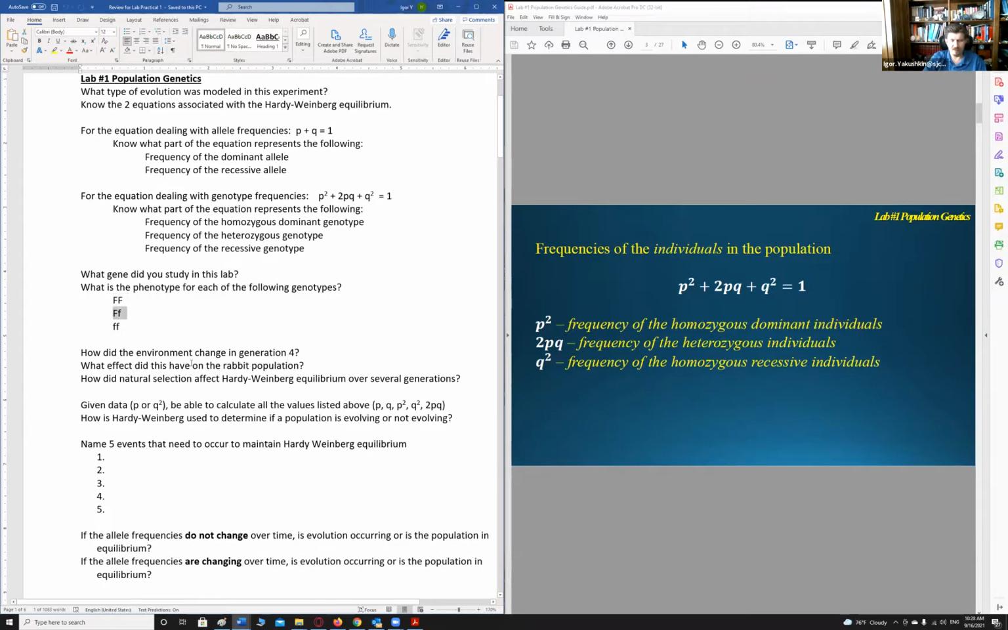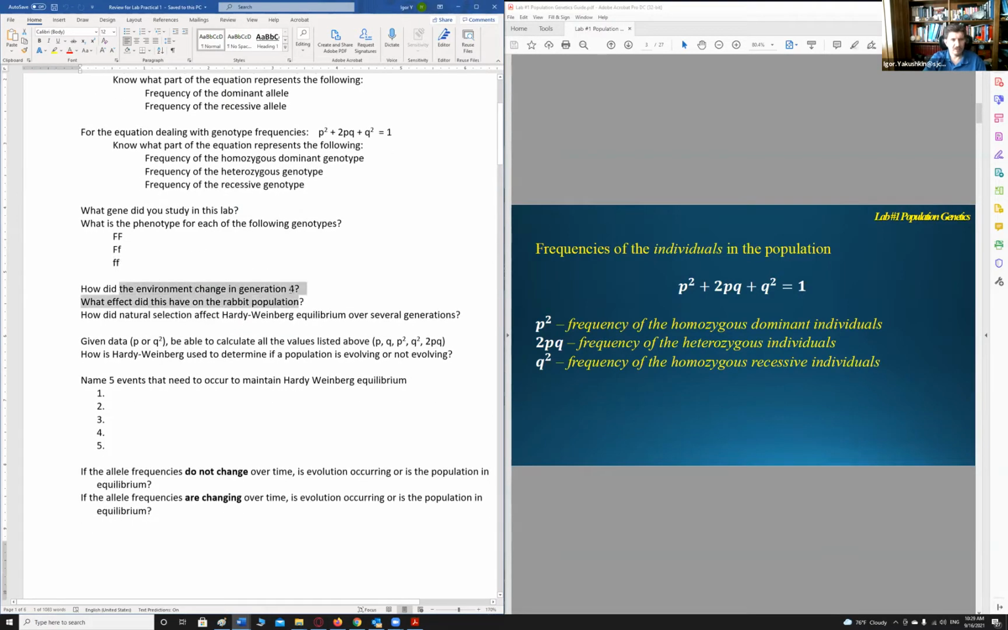That's a heterozygous phenotype. Most likely will show up as a dominant. And that's the homozygous recessive phenotype. And if we're talking about the bunnies, that would be furry, that one would be furry, that one is furless.